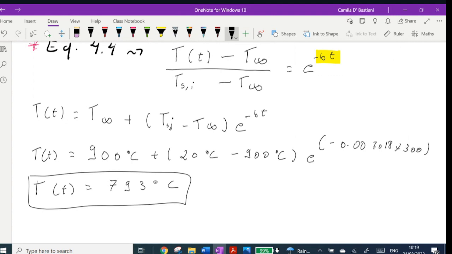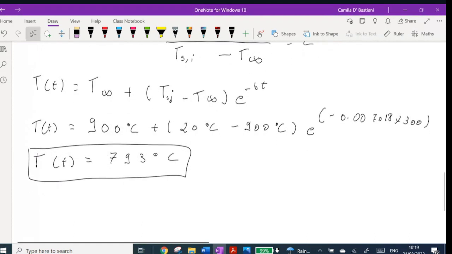Perfect. Thank you very much. Any questions on this one? Next one. We're going to move now to unit 6. We're going to start with 6.11.